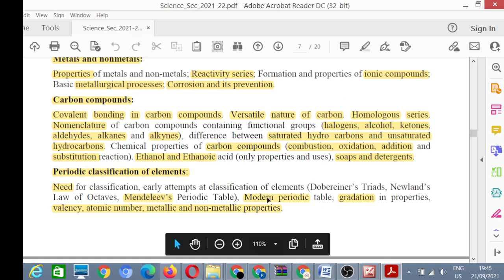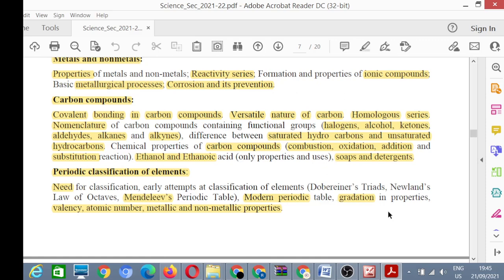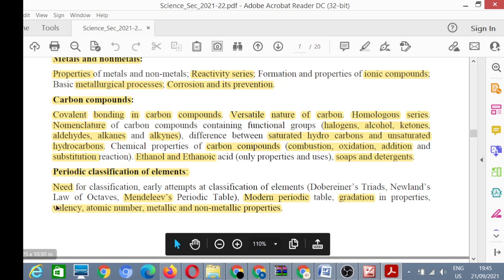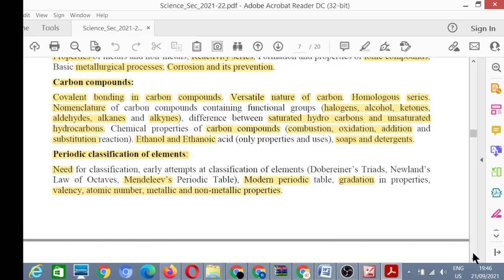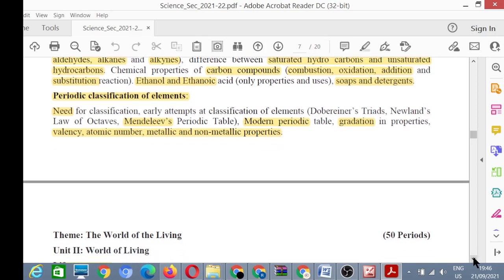Okay, this is the modern periodic table. Here is gradation in properties. These are the criteria for placing an element in the periodic table: valency, atomic number, and the metallic and non-metallic nature of an element. These are the different criteria for placing an element at a particular location in the periodic table.